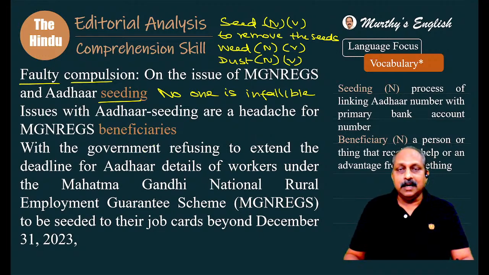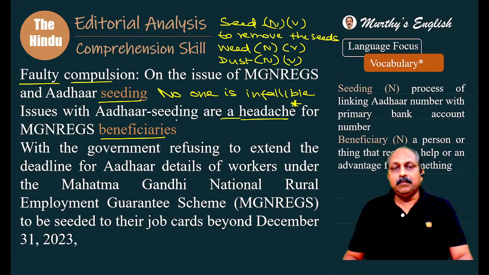What is the main idea of this editorial? Issues with Aadhaar seeding are a headache for MGNREGS beneficiaries. Beneficiary, a person who gets benefited because of a particular scheme or a policy or someone or something. That's an easy word to understand. But here's something important you have to focus on. Issues with Aadhaar seeding means linking your Aadhaar number with the primary bank account, the process. Issues with Aadhaar seeding are a headache for MGNREGS beneficiaries.